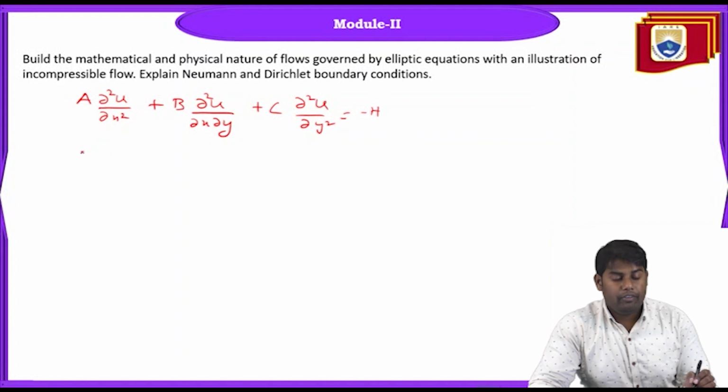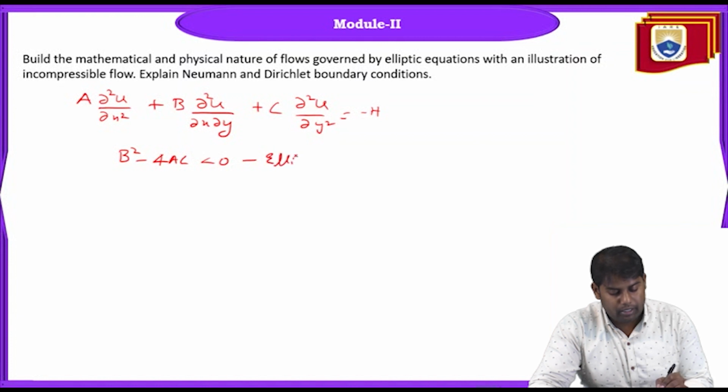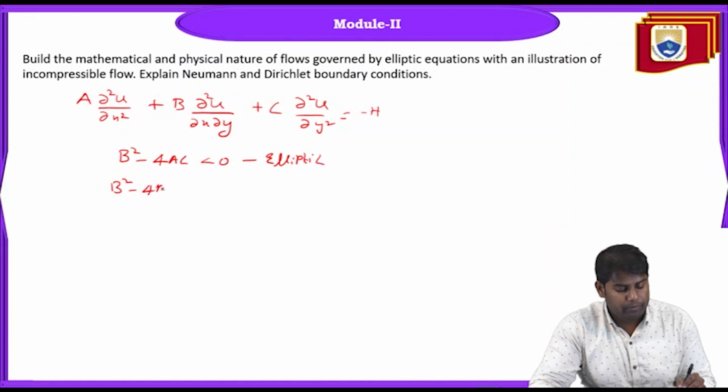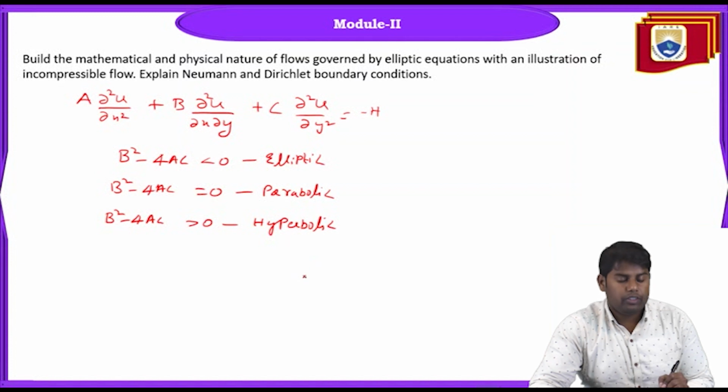For this we have seen the discriminant form, which is b square minus 4 into a into c. If it is less than 0, this is elliptic. If b square minus 4ac is equal to 0, then it is parabolic. If the same b square minus 4ac is greater than 0, that is hyperbolic. Okay, this is what we have.